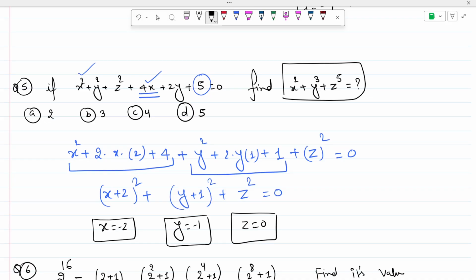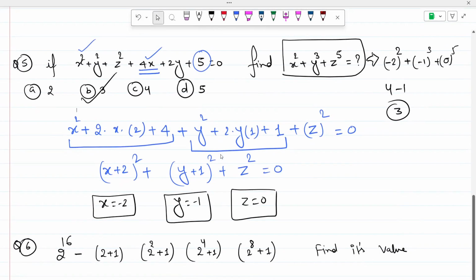What's the answer for the previous one? Have you solved this one? The minus 2 whole square plus minus 1 cube plus 5, 0 square. So it should be 4 minus 1, that is 3. So the answer should be 3.